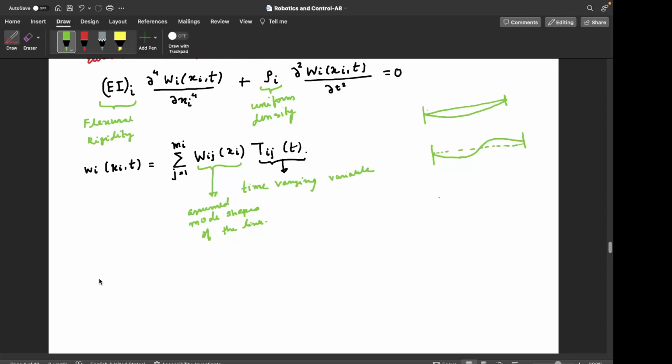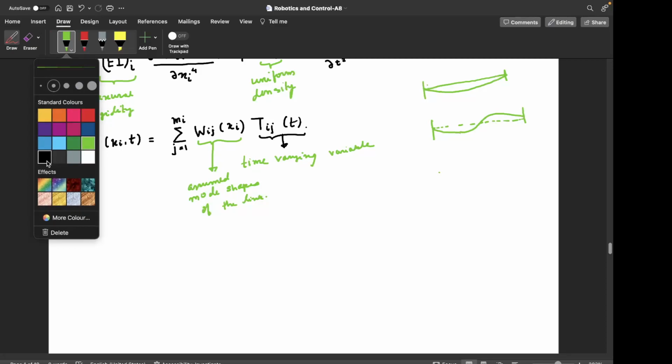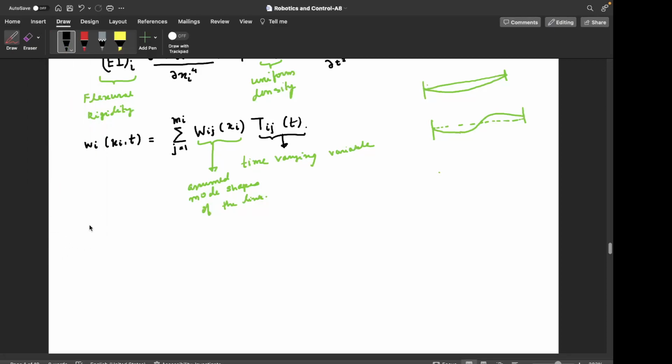Before that, this variable t has a form like this: a cos(omega n t) plus b sin(omega n t), and omega n is equal to beta n squared times square root of EI by rho.